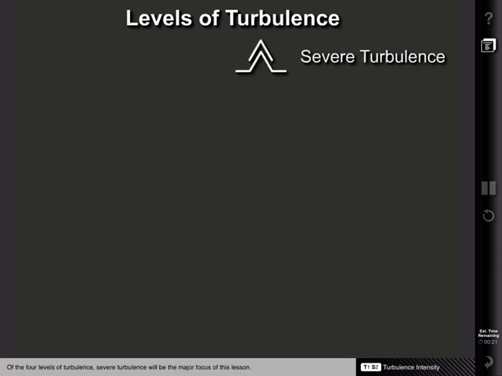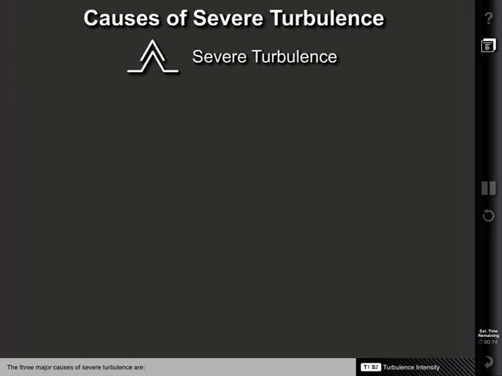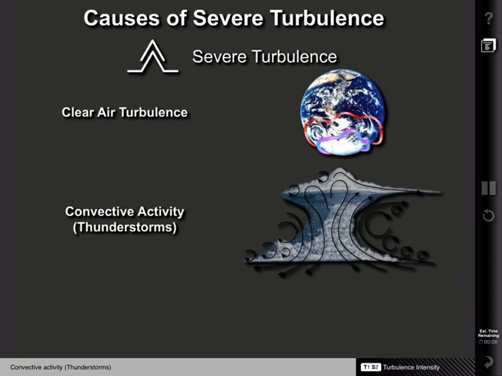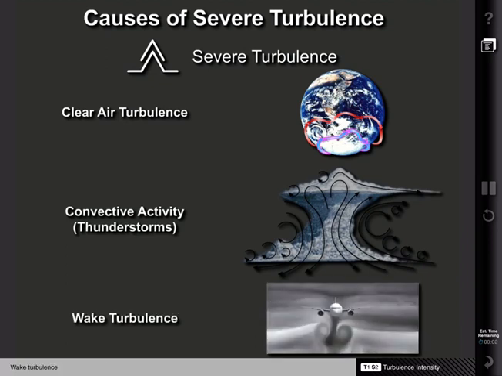Of the 4 levels of turbulence, severe turbulence will be the major focus of this lesson. The 3 major causes of severe turbulence are clear air turbulence, convective activity or thunderstorms, and wake turbulence.